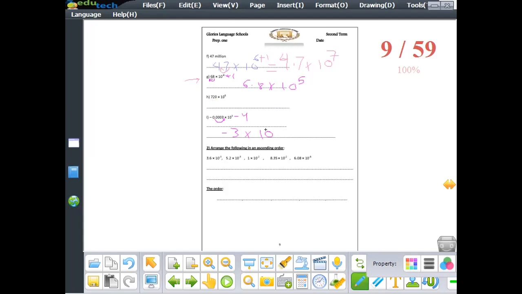He told you arrange the following in ascending order. Ascending, you search for the smallest one. For sure, the smallest one must be 10 to the negative power. And here you have 10 to the power negative 1. Here you have 10 to the power negative 2. So this is the first one. And this is the second one.